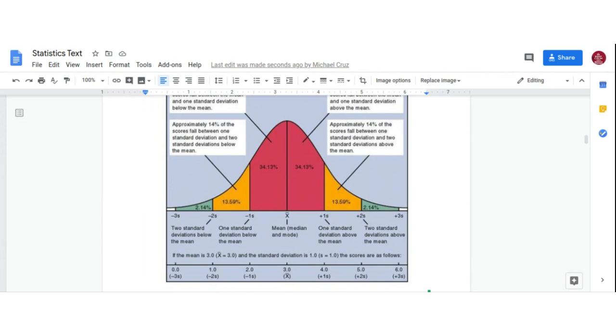All right, so that means in the one little chunk to the right, you've got approximately 34%, and then on the other side to the left, 1 standard deviation, you've got another 34%. So that whole red area is 68%.